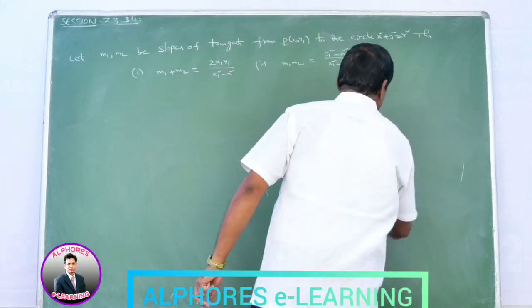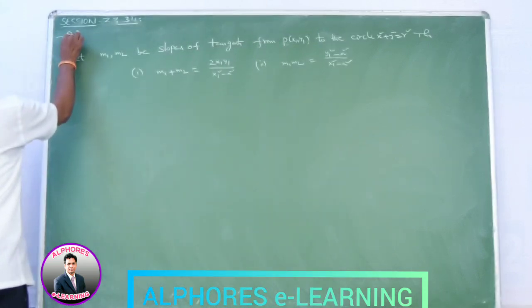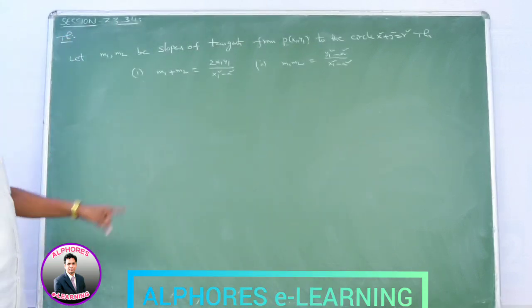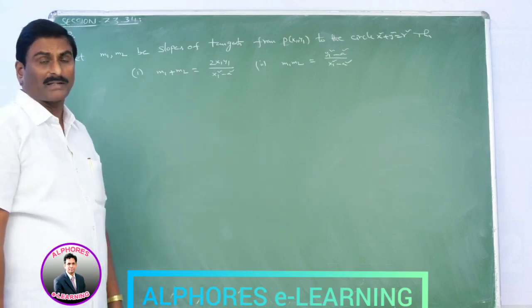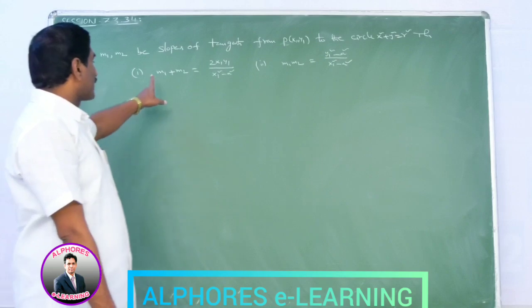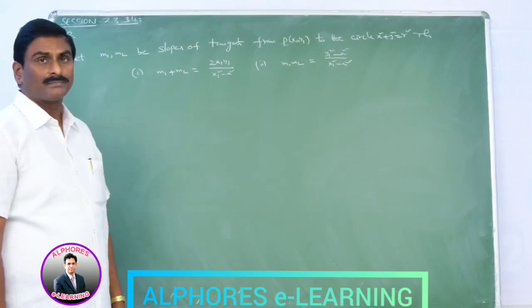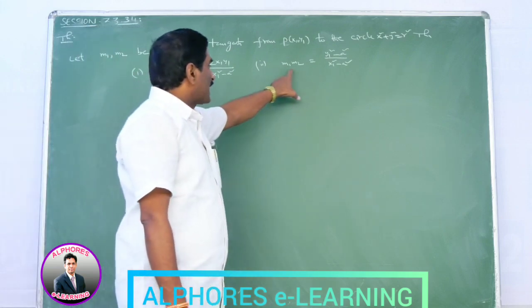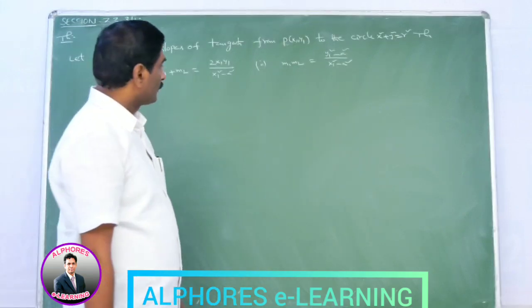Next theorem. Let m1, m2 be slopes of the tangents from P(x1, y1) to the circle x square plus y square is equal to r square. Then sum of the slopes m1 plus m2 is equal to 2x1y1 by x1 square minus r square. Product of the slopes m1 m2 is equal to y1 square minus r square by x1 square minus r square.